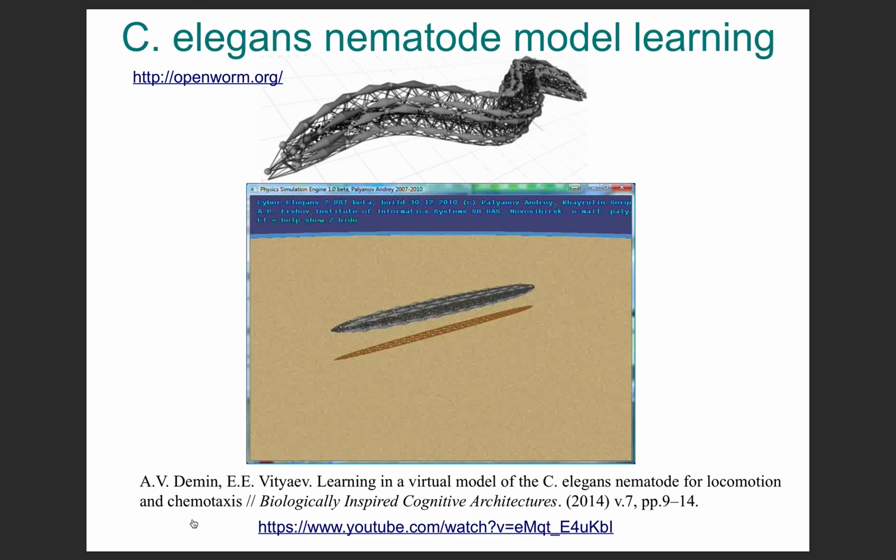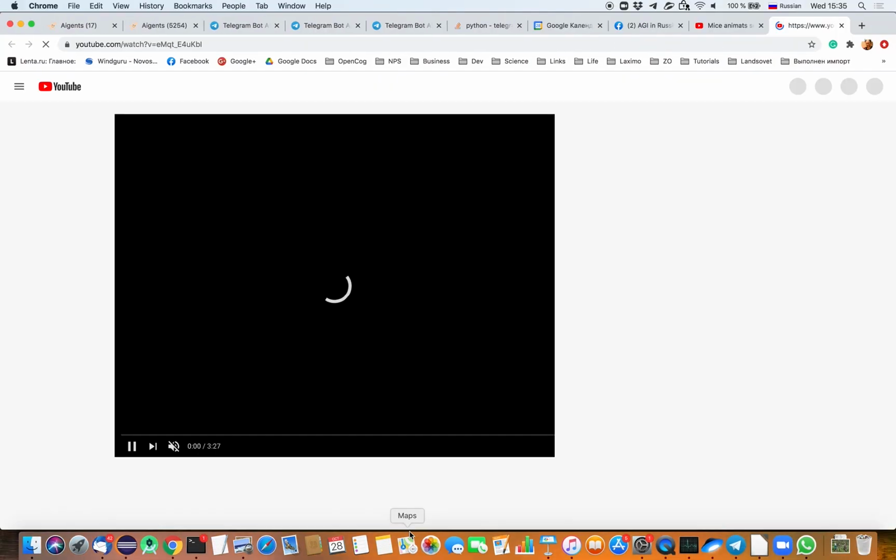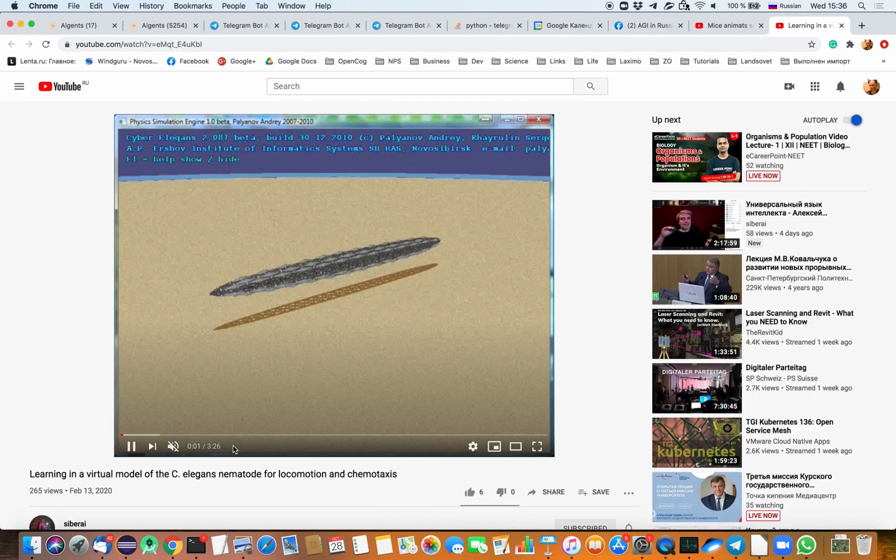For example, here we see the mathematical model of the C. elegans nematode, which has a neural network system made of a few hundred neurons.